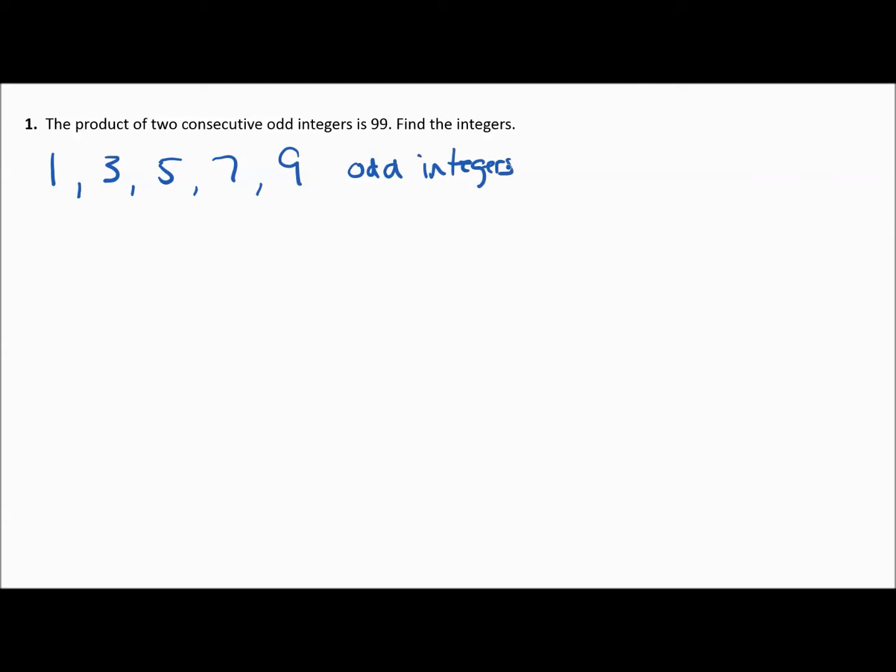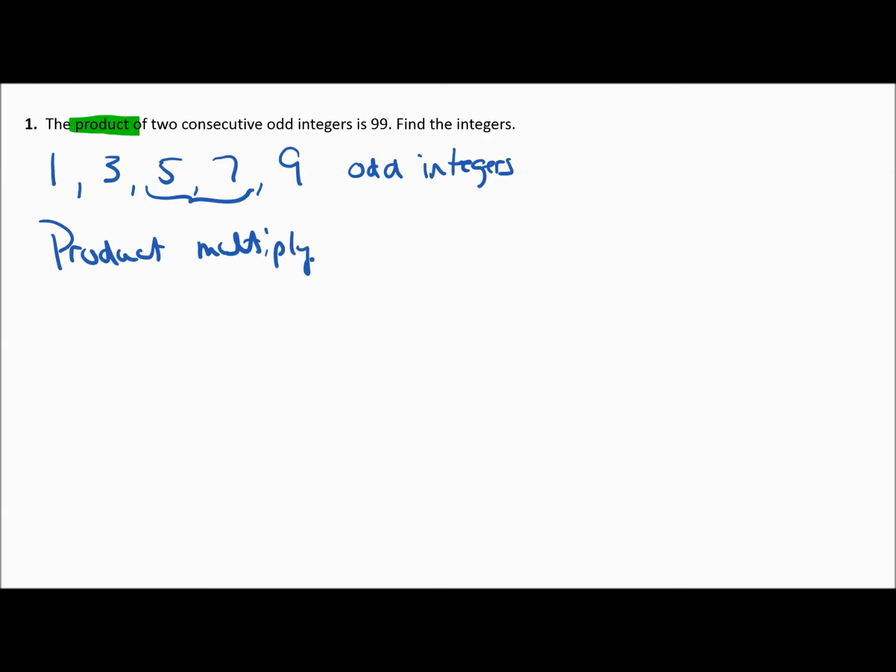That's just an example of odd integers. Okay. Consecutive means they're next to each other. So, for example, 5 and 7 are consecutive odd integers because they are next to each other. Now it tells me that the product of these odd integers is 99. And you know, product means multiply. So keep that in mind. That's something else we're going to have to deal with. Product means multiply.